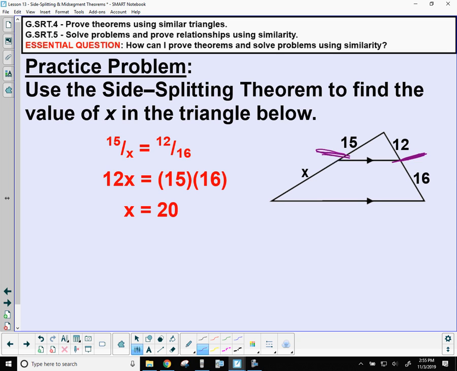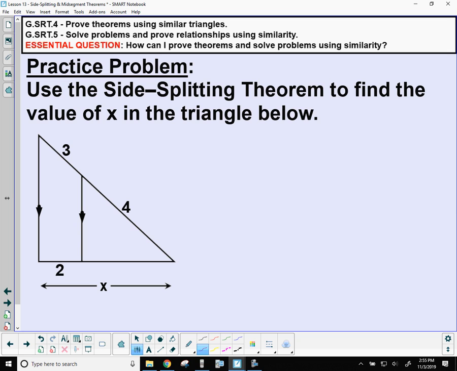Okay, let's try another one. You may have to rotate your paper, move the triangle around to get a nice little setup. In fact, there's two ways you could probably set this up. So go ahead and pause the video and give it a shot.